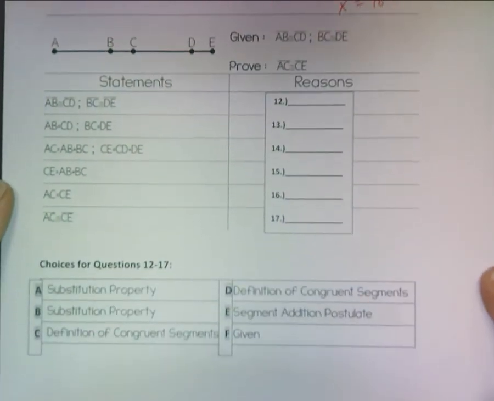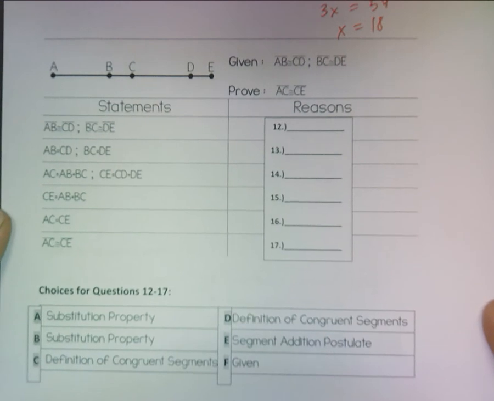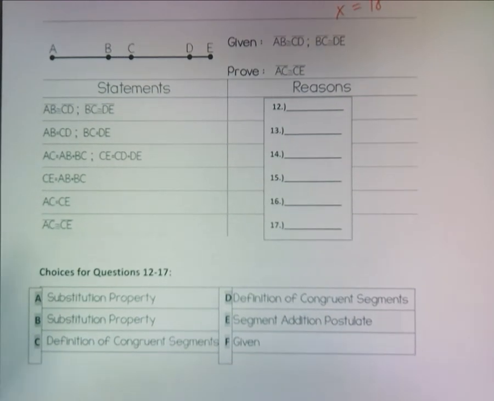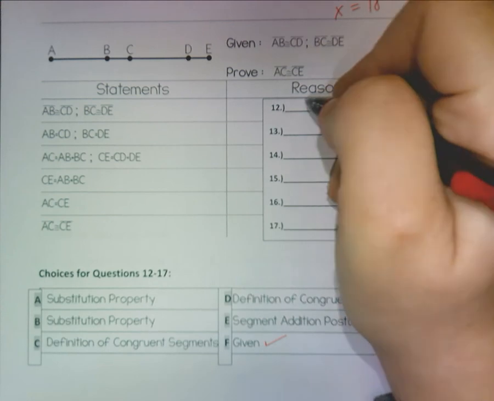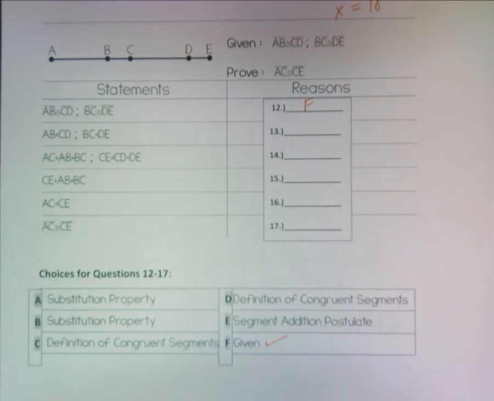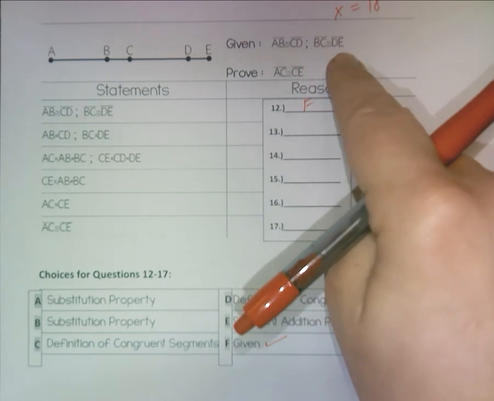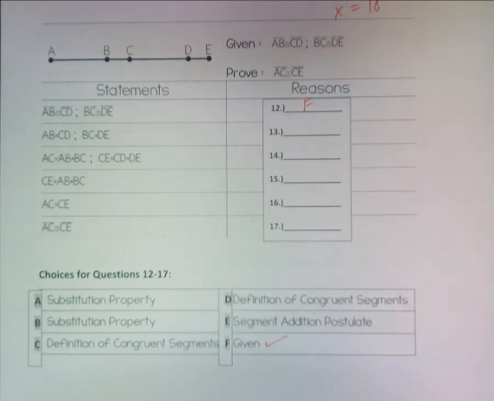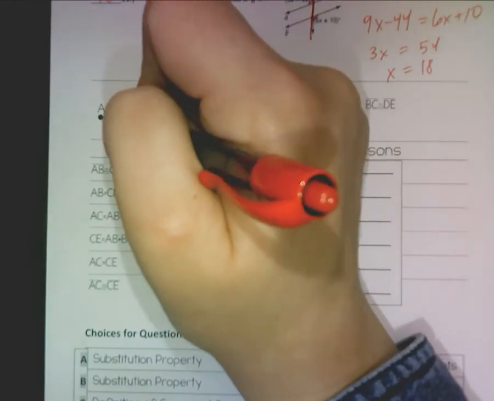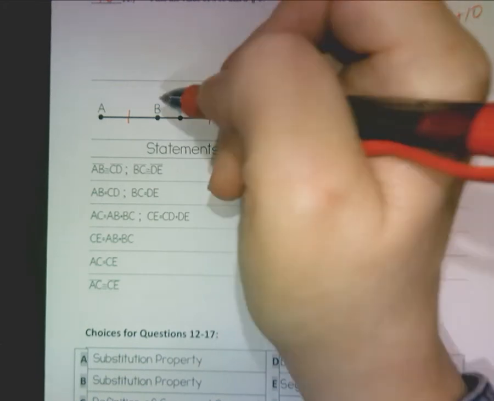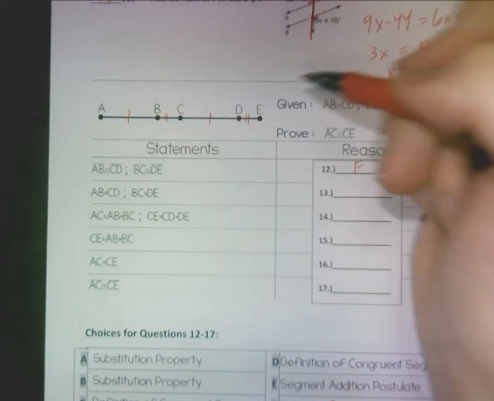Okay, proofs. That's how it's going to be, okay? You're going to be given a proof, and here are your choices. You're welcome. You have choices. Now, you right now better get number 12, that first one right. Given. That is your given statement. AB is congruent to CD. BC is congruent to DE, okay? AB congruent to CD. BC congruent to DE.